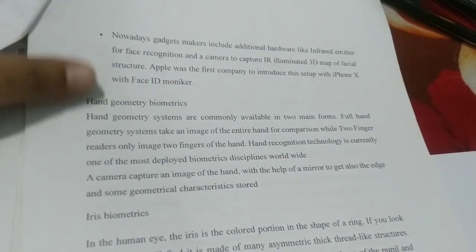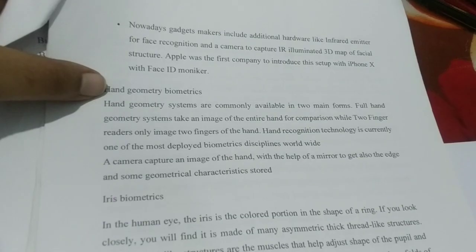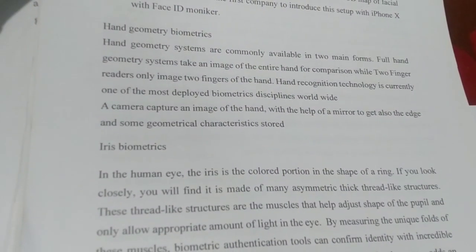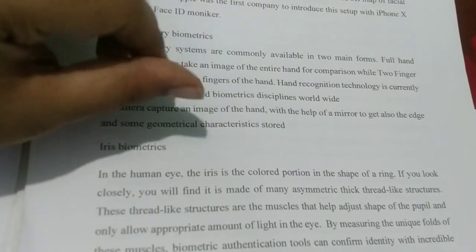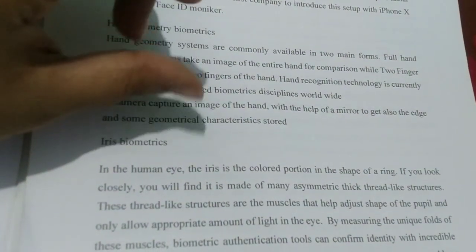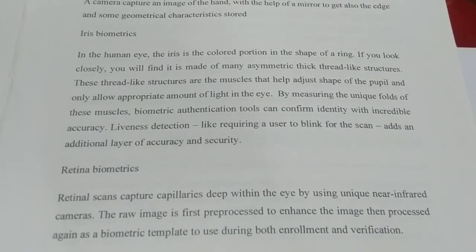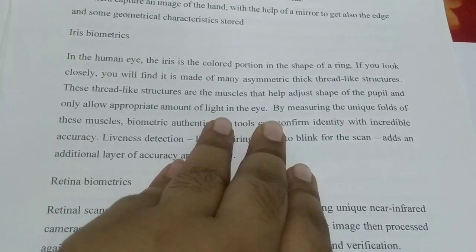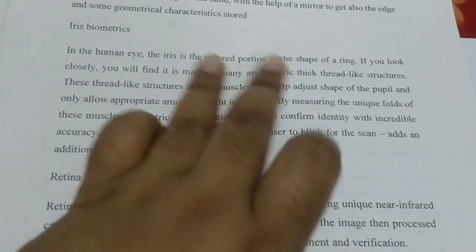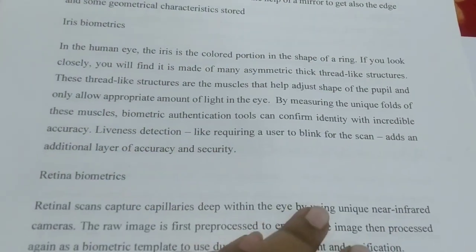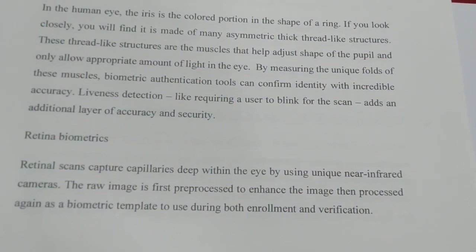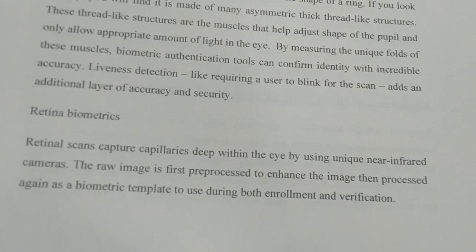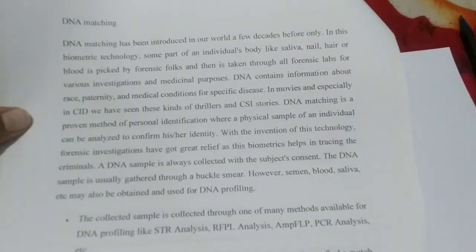Now let's see the hand geometry biometric. So basically in hand geometry biometric, we can use our fingers, like we can use our fingers for taking the fingerprints. So here also iris biometric will be used, okay, for the color portion and the shape of the ring and all, and for accuracy and security. Retina biometric: basically in retina they will scan your eye, they will identify your eye color and all.